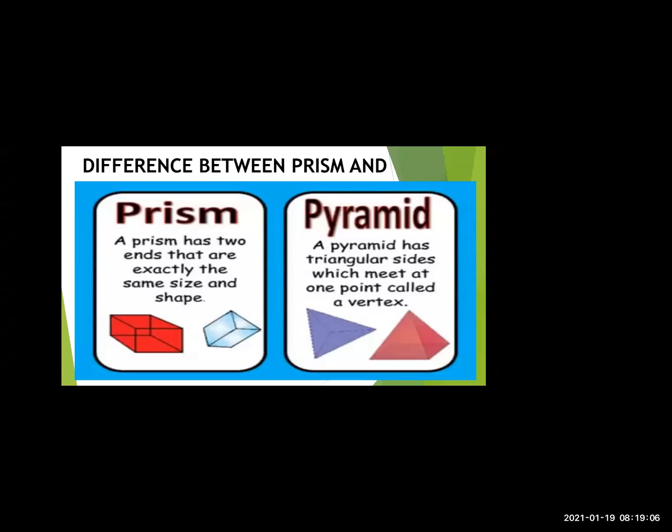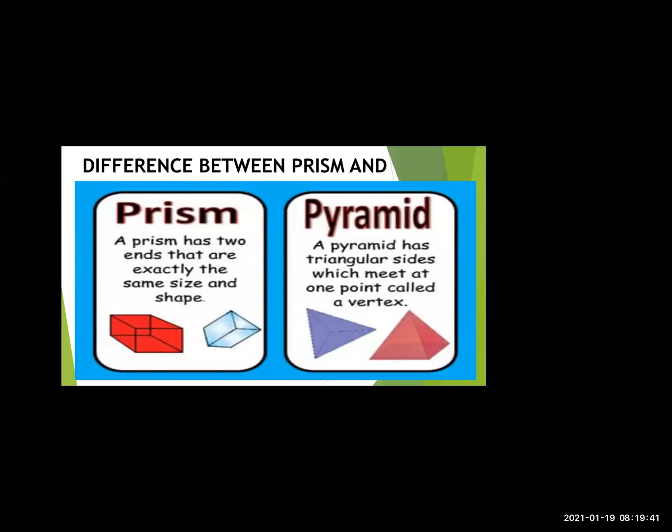And here if we come to the pyramid, we can see that a pyramid has triangular sides which meet at one point called a vertex. That means the base tells us the name of the pyramid, and from all the sides it has a coverage of only triangle shape. That means in a pyramid there is only one base and in a prism there are two bases which are identical, which are congruent, and they are both parallel to each other.